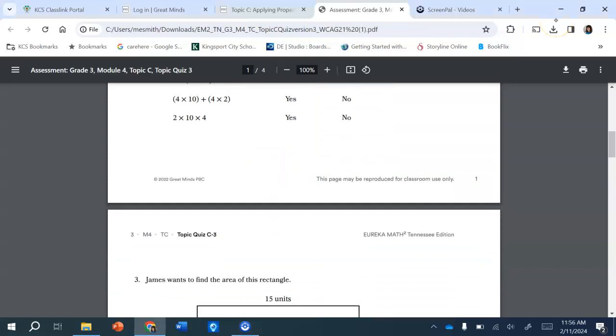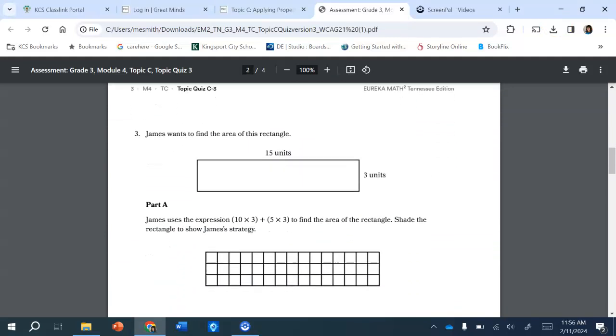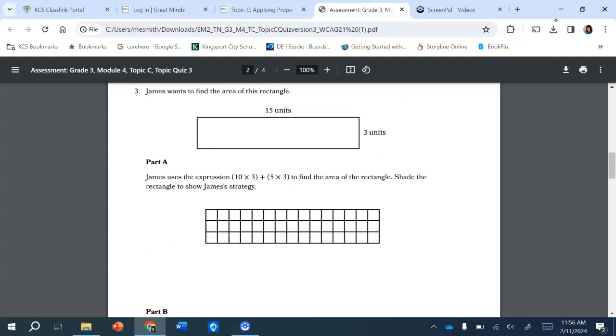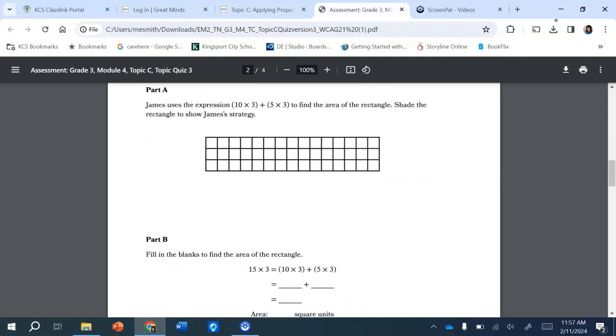All right, on to question 3. This question is in 2 parts, and the first introduces James, who wants to find the area of this rectangle. The rectangle happens to be 15 units by 3 units. So when I look at part A, I have a rectangle that is 15 units across and 3 units down. Part A then says James uses the expression 10 times 3 plus 5 times 3 to find the area of the rectangle. Then it says shade the rectangle to show his strategy.